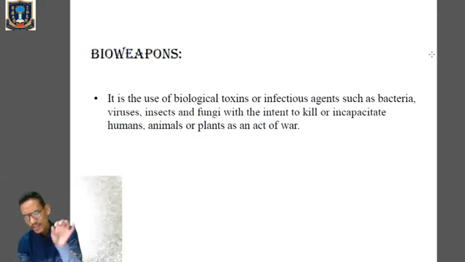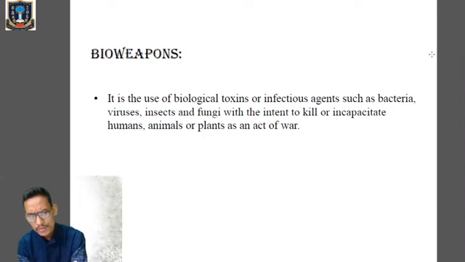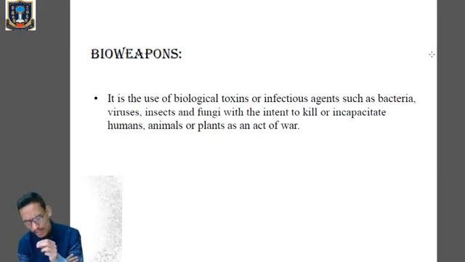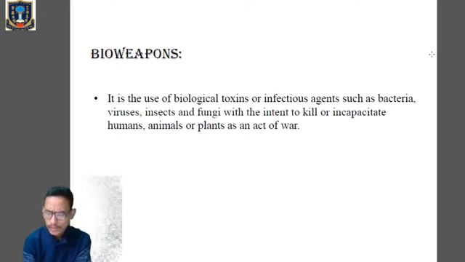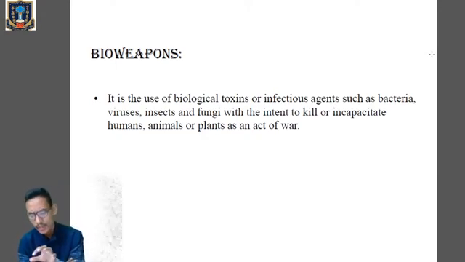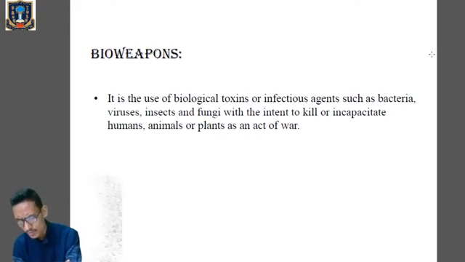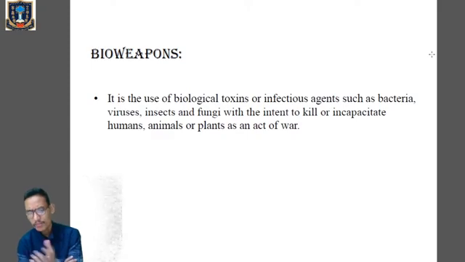Now the next one is bioweapons. Kindly write this definition of bioweapons. Bioweapons is the use of biological toxins or infectious agents such as bacteria, viruses, fungi, insects, which are used to kill animals or plants, or to incapacitate humans, animals, or plants. It's an act of war. Right now, it is also being said that even this coronavirus has been devised as a part of bioweapons. In bioweapons, we can use any bacteria, viruses, or pathological agents which can cause different types of diseases or disorders in human beings, animals, or even plants.